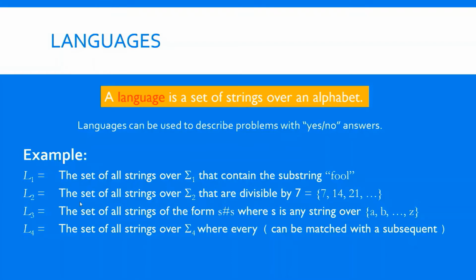L2 is another one we have taken: the set of all strings over sigma 2 that are divisible by 7. This is one representation, the set builder method. 7 2s are 14, so 14 is divisible by 7. So 14 is also one element of this language L2. 21 is an element of L2. 7 4s are 28 is also another element of L2. So this is another language.